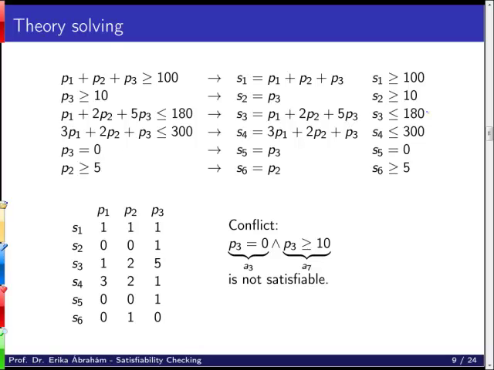So it is good if the solver, the theory solver, can give back a subset of the constraints which are together not satisfiable.